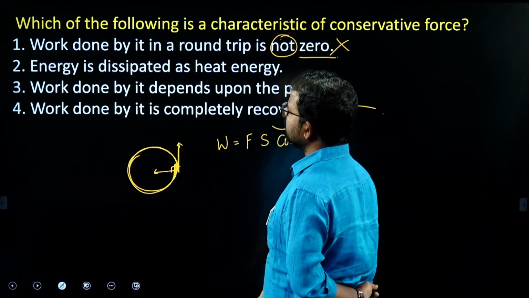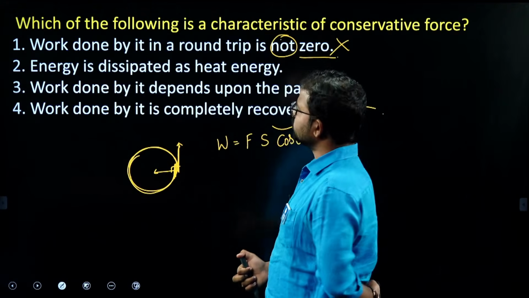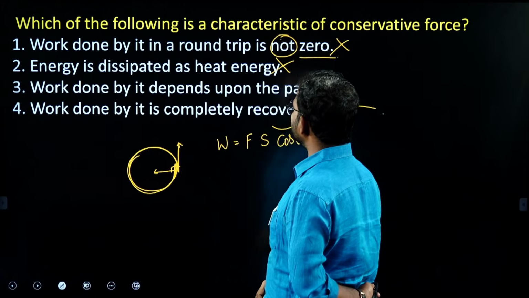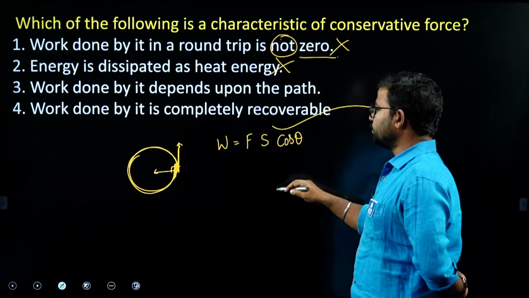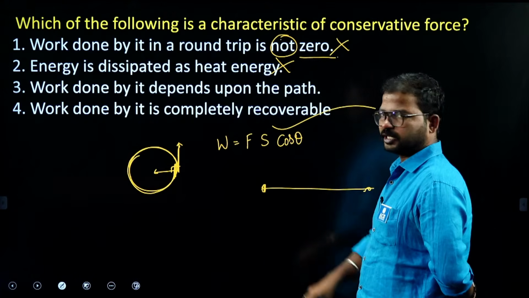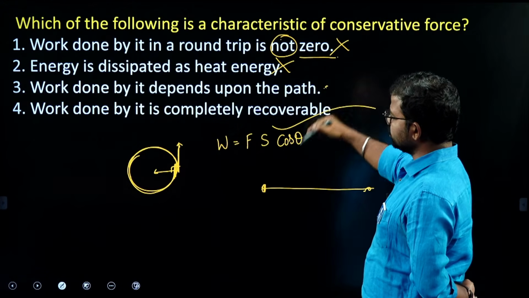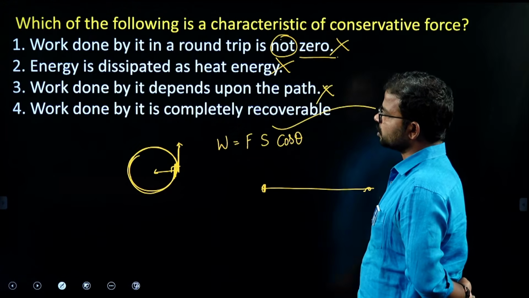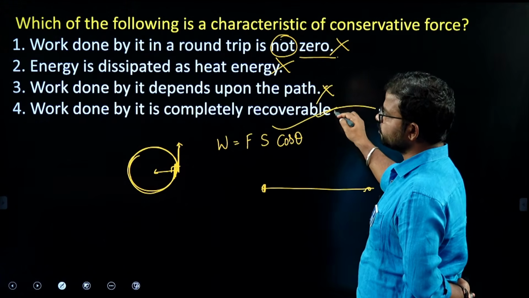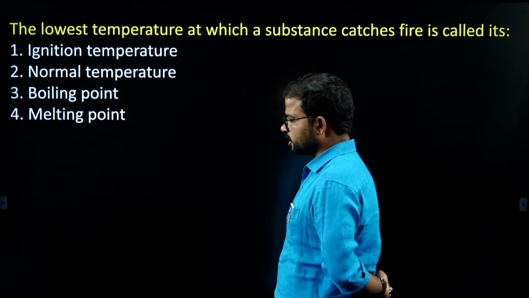Next, energy is lost as heat energy. Not only heat energy, different types of possibilities are there. So that's why this is not the correct one. Work done by it depends upon the path. Actually, work done does not depend upon the path. It depends upon the initial and final position only. That's why this one is also wrong. Next, work done by it is completely recoverable. Okay, so recoverable. That's why, guys, option 4 is the correct one.